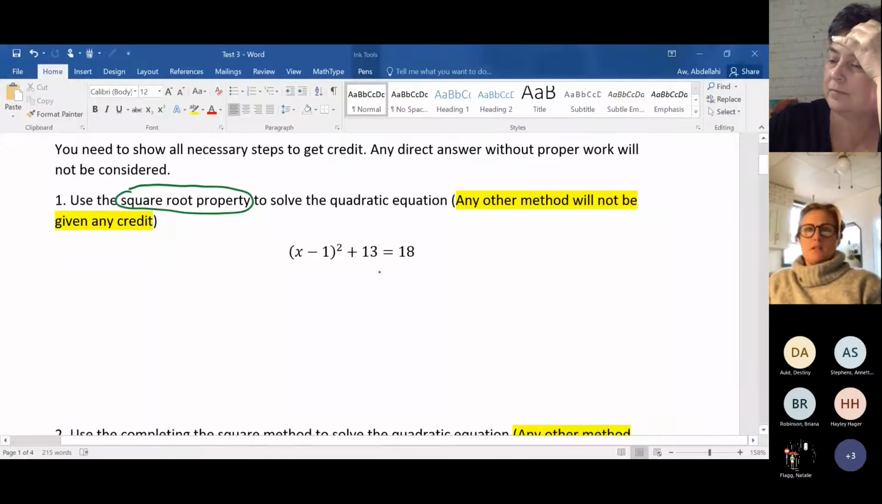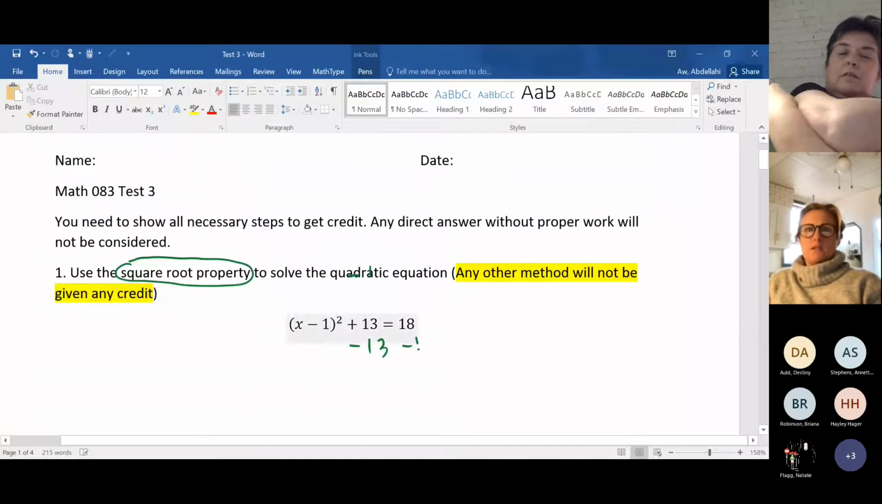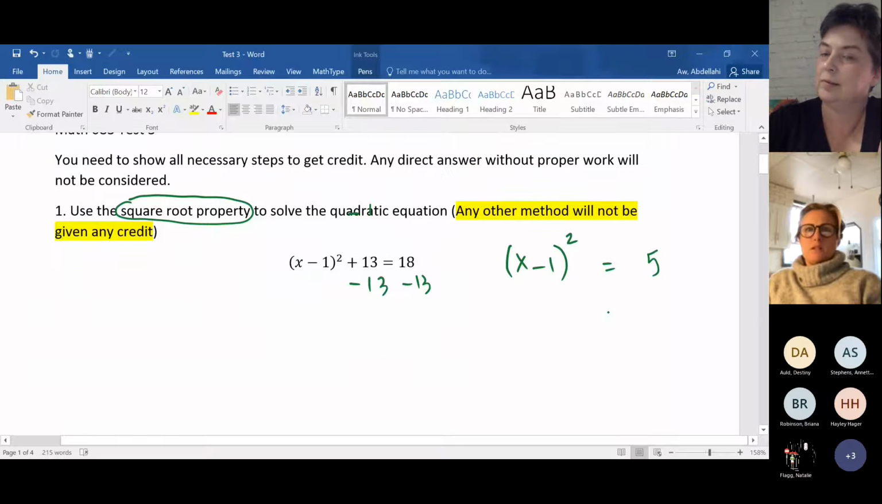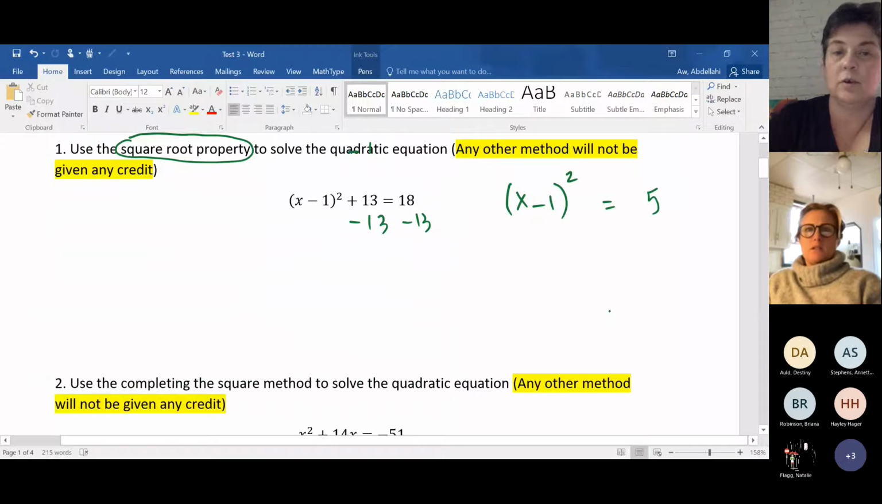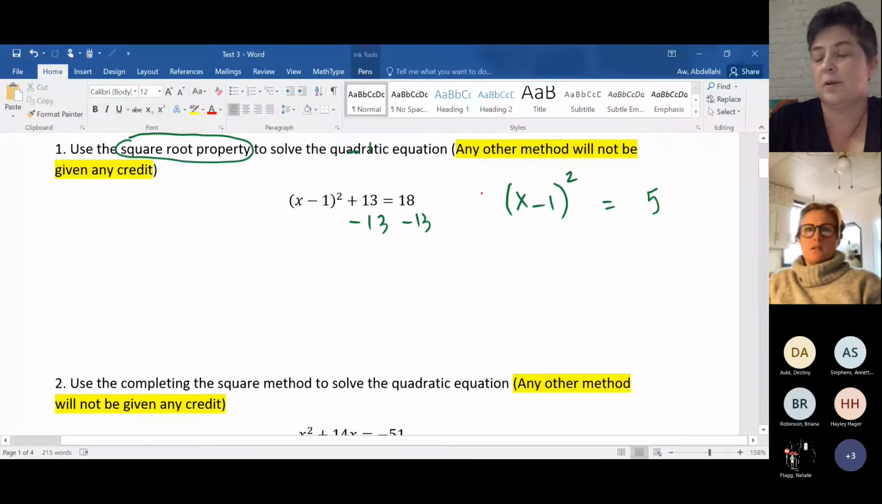Don't break down the x minus 1 squared. Subtract 13, right? You know the steps, subtract 13 from both sides. So you get x minus 1 squared is equal to 5. And then what you do next? Square both sides. Square or square root? Square root, I'm sorry. Square root both sides like this.